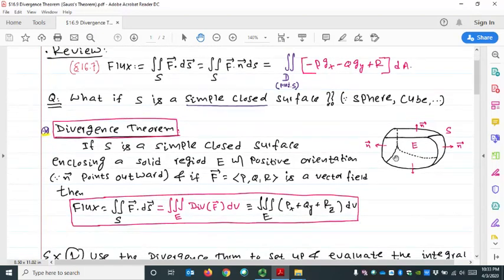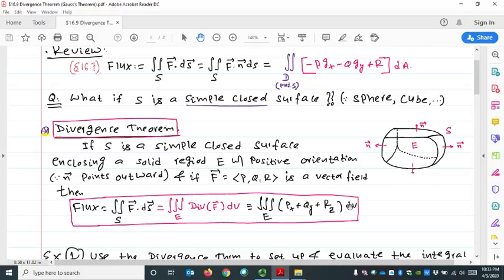If S is a simple closed surface enclosing a solid region E with positive orientation, and if capital F is a vector field with components P, Q, R, then the flux equals the triple integral of the divergence of vector field F over E with respect to volume element dV, which is also the same as the triple integral over E of P_x plus Q_y plus R_z times dV. Here dV is a volume element.